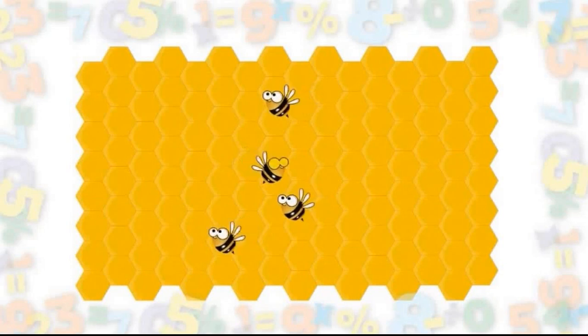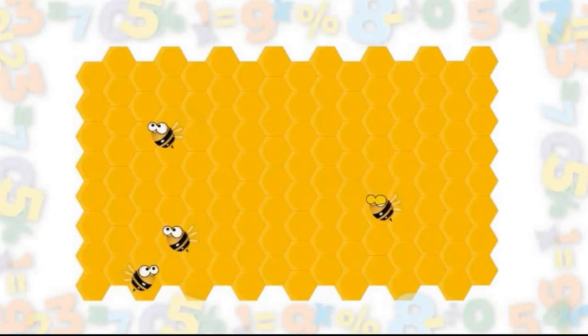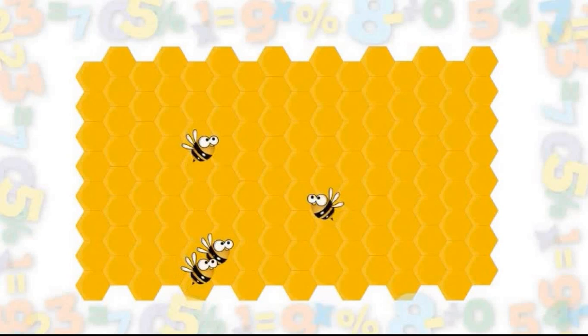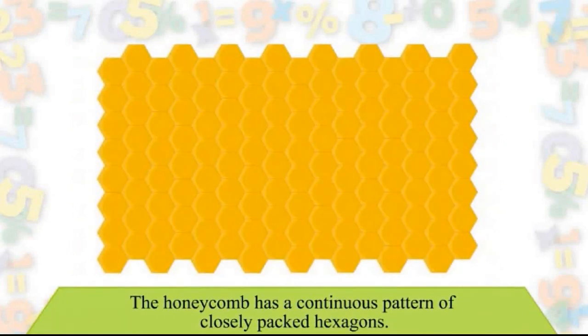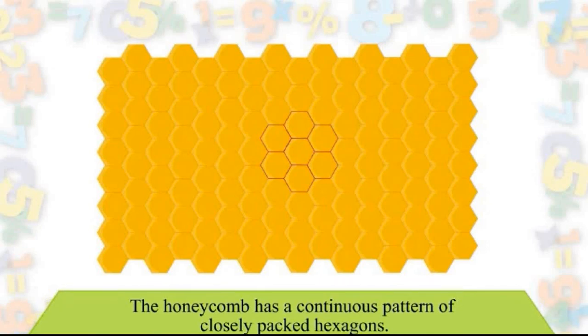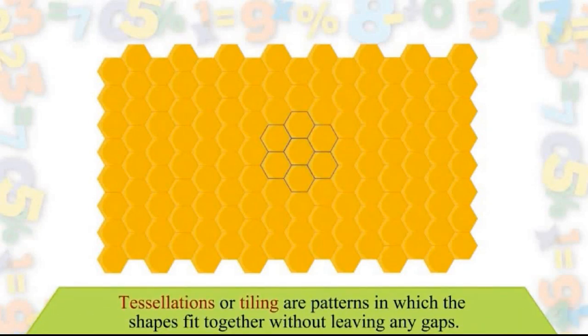Have you seen a honeycomb in which bees live and make honey? What does it look like? The honeycomb has a pattern of 6-sided shape called a hexagon. These hexagons are closely packed together, leaving no gaps or space between them. They form a continuous pattern. Such a pattern in which the shapes fit together without gaps or space between them is known as tiling or tessellation.